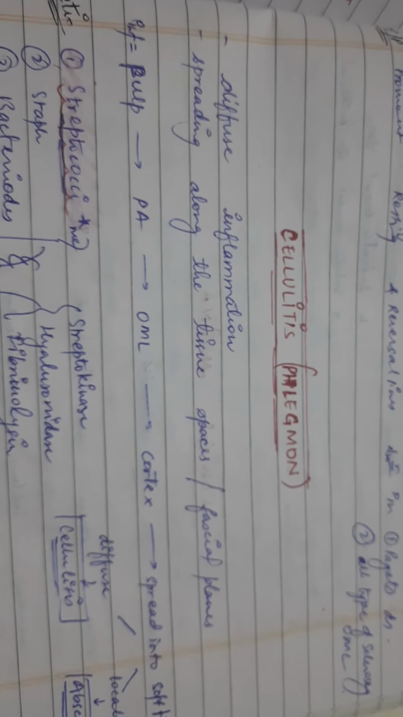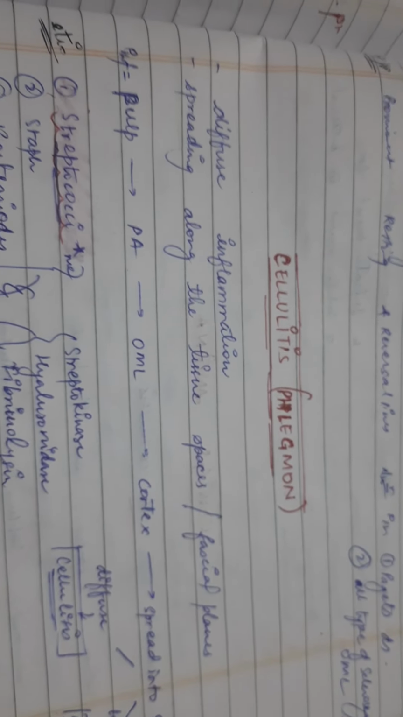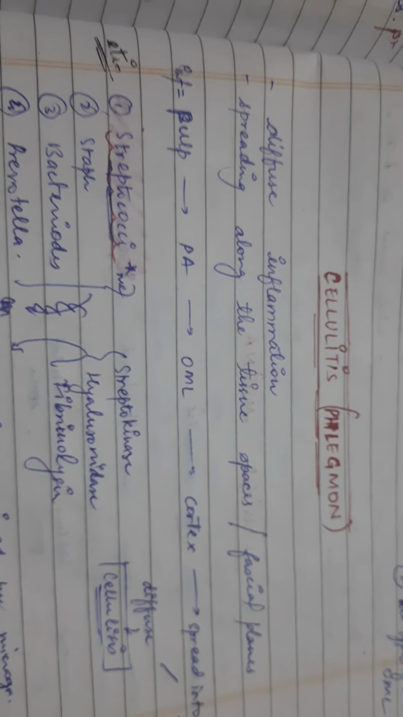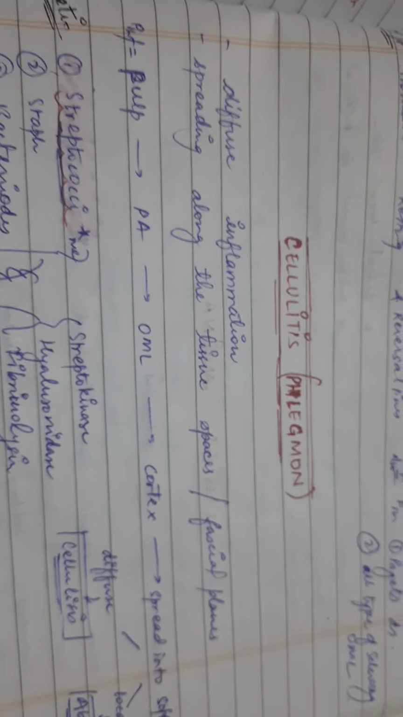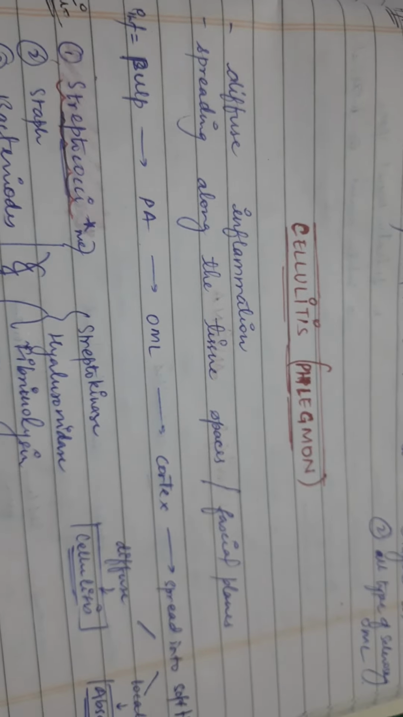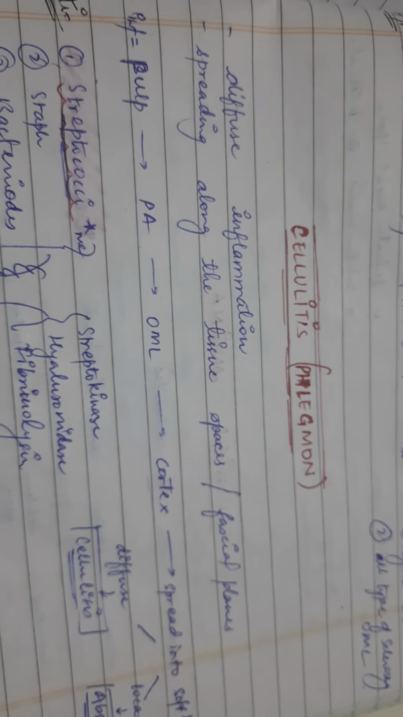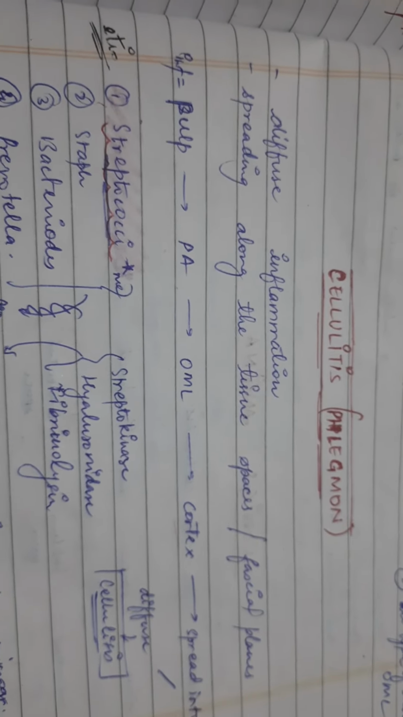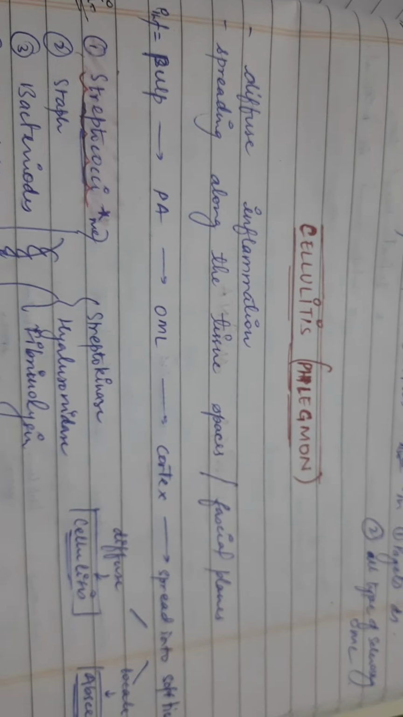Now we are discussing spread of oral infections from oral pathology, and our disease is cellulitis, also called phlegmon. Diffuse inflammation is present here in cellulitis, spreading along the tissue spaces, between the tissues and facial planes.